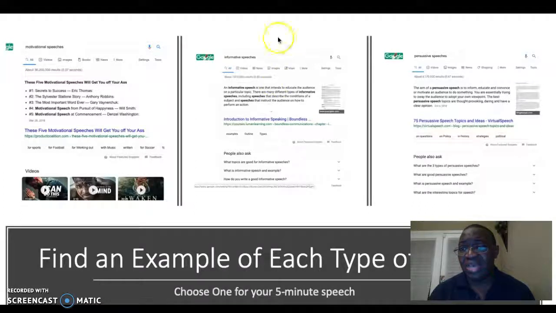Persuasive speeches tend to be very common in debate-type environments. They're also very commonly used by politicians because their art is the art of persuasion. So those will be the things that I will be covering.